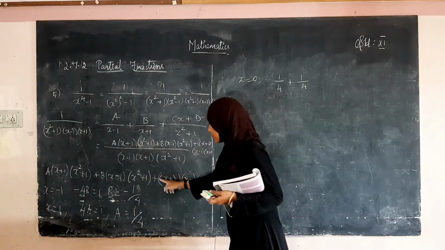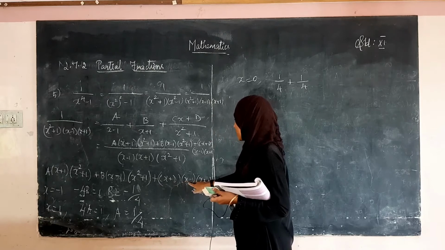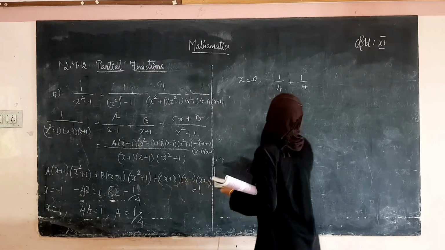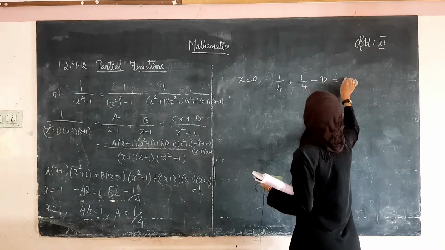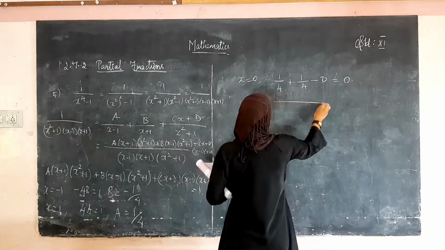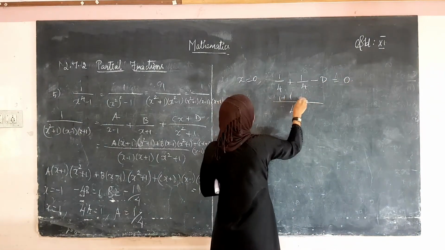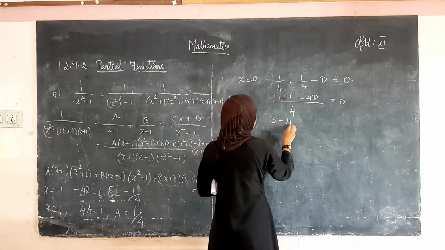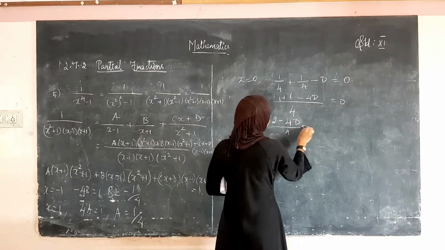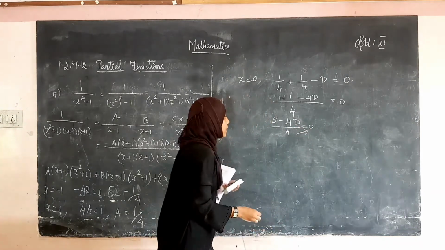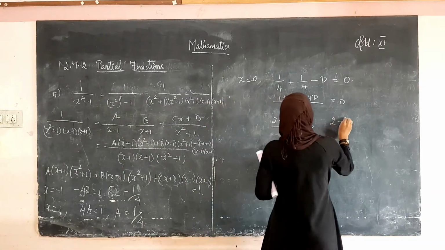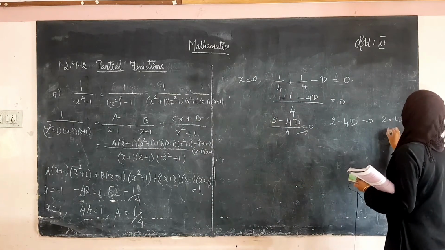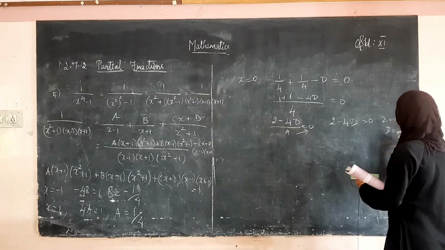And here this becomes 0. So, 0, right? Minus 1 and here plus 1. So, minus d. So, minus d is equal to 0. Take the LCM, 4. 1 plus 1 minus 4d is equal to 0. (2 minus 4d) divided by 4 is equal to 0. Taking this side, so the answer is 2 minus 4d is equal to 0. That is 2 is equal to 4d. What is the value of d? d is equal to 1 divided by 2.